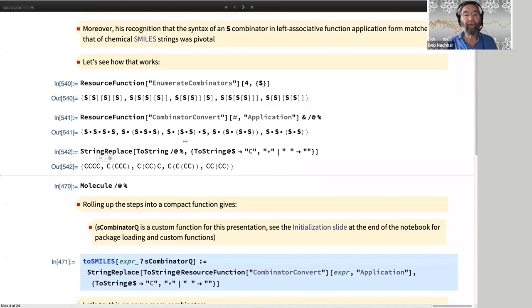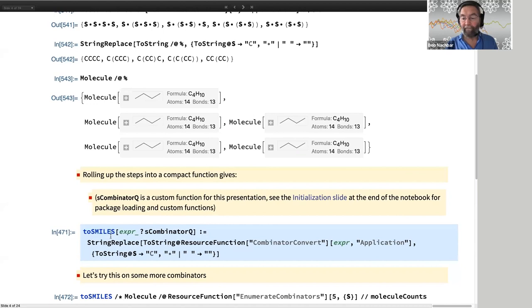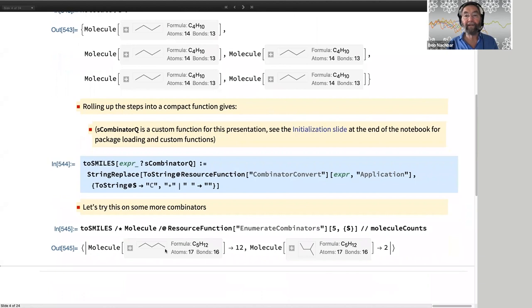We can convert these application forms of combinators to strings, and then with a little bit of rewriting, replacing the S's by C for carbon, and removing the application symbol, and leaving the parentheses in place, we end up with strings that represent chemical structures. And we can give those to Molecule and actually create molecules, which is really cool. So we can roll these steps up into a single function called toSmiles, and we can try that out on our combinators. And lo and behold, we get some nice SMILES structures here.